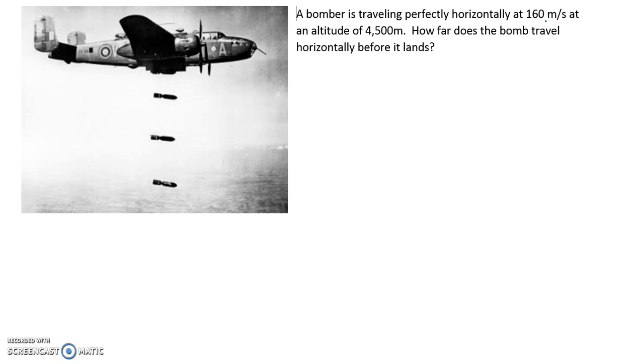So I know we've got a picture here, but we still want to draw our own little sketch. So I'm going to draw, oh look, it's my bomber. Yay, bomber. And it's traveling at 160 meters per second, perfectly horizontally. And it's going to drop a bomb, so it's going to fall down to the ground. And it's going to fall for 4,500 meters, and then it's going to land somewhere out here.